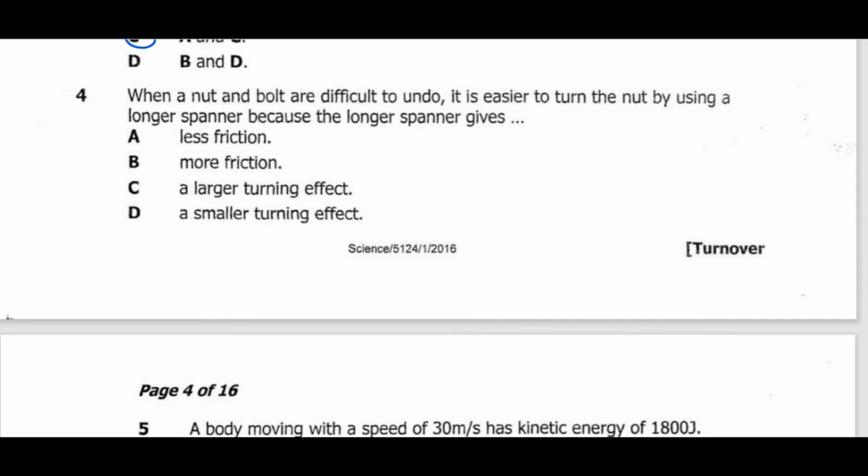Now question 4. When a nut and bolt are difficult to undo, it is easier to turn the nut by using a longer spanner, because the longer spanner gives less friction, more friction, a large turning effect. So the answer is C. So it has to do with the moment here.